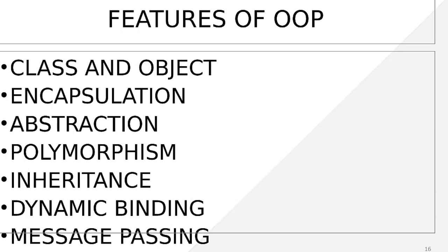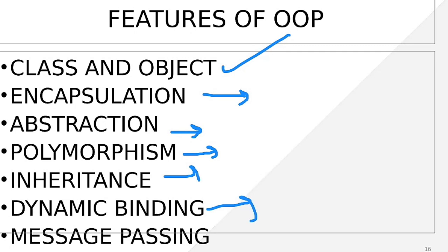So the features of object-oriented programming. Class, this is very, very important. First feature, अभी तक we have discussed now, classes and objects. So I think everybody is clear with this first feature. We create a class, and with the help of a class we create an object. Then there is encapsulation, then abstraction, polymorphism, inheritance, dynamic binding, message passing.